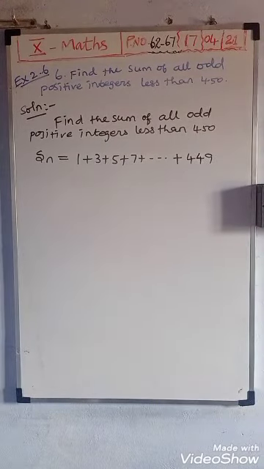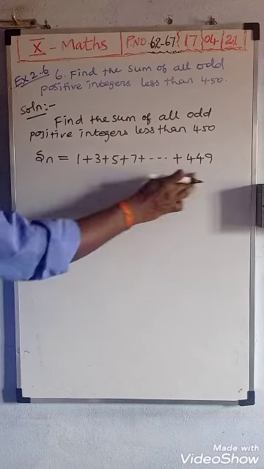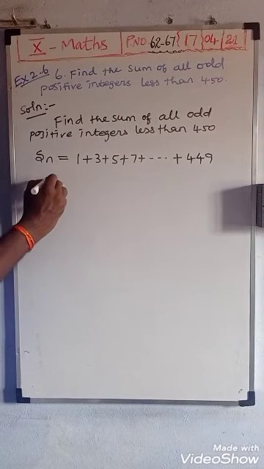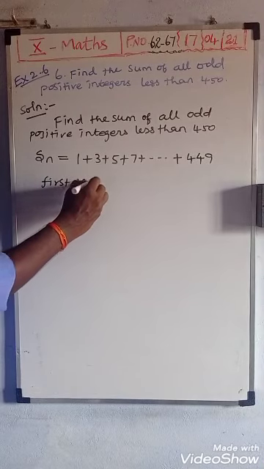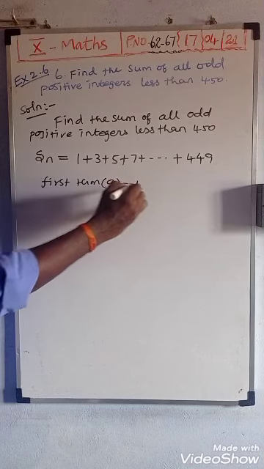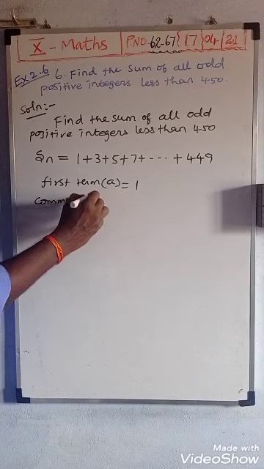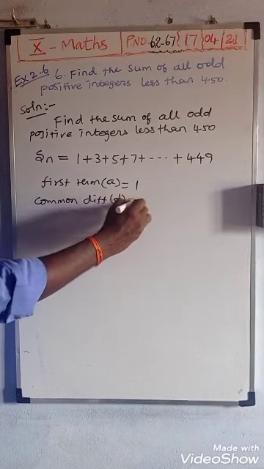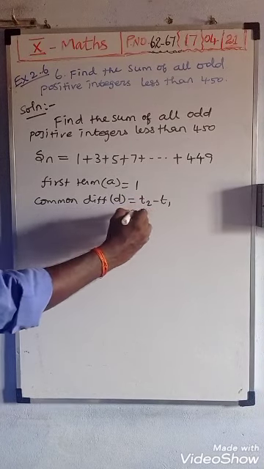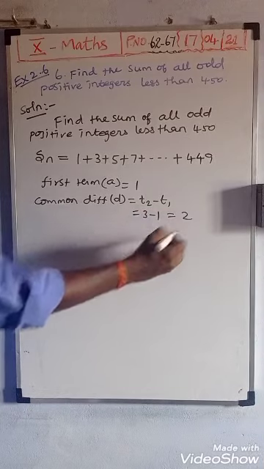Okay, so this is a question. What is the answer we want to find? First, we want to find totally how many terms are there. For that, first write the first term a is equal to 1. Next, the common difference d is equal to t2 minus t1, 3 minus 1, we will receive 2.